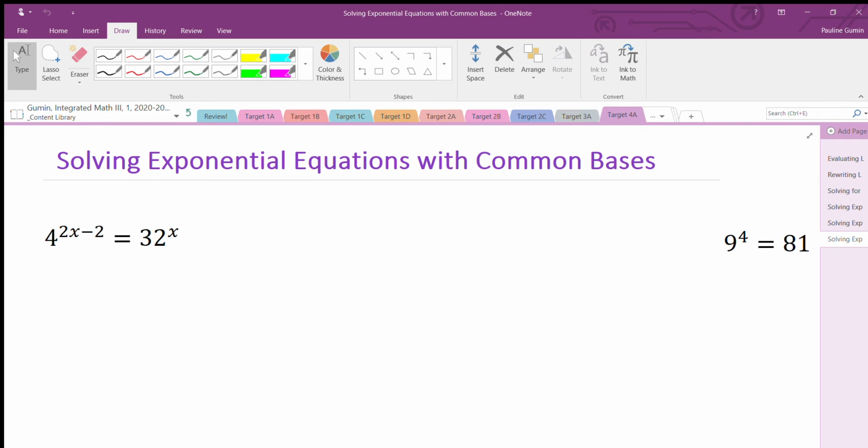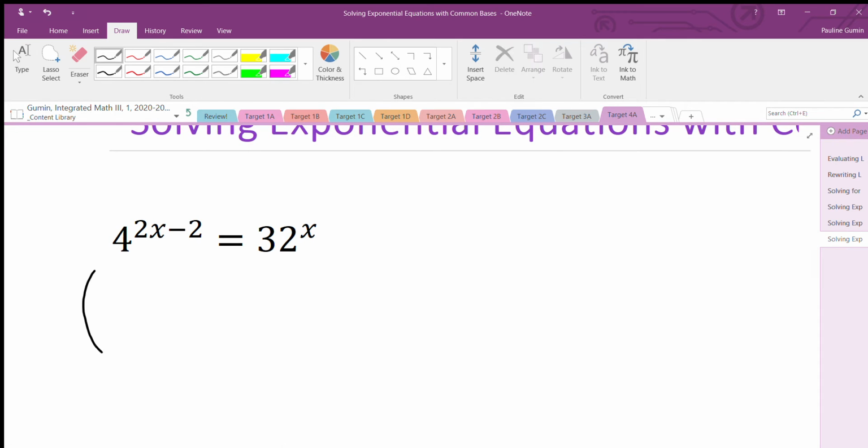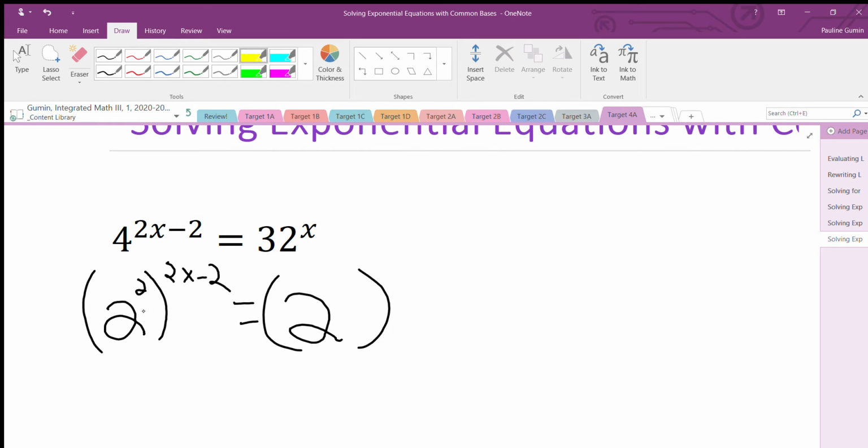Let's do it. Okay, so the first one we have here is 4 to the power of 2x minus 2 equals 32 to the power of x. Now, I can't think of any power that 4 can be raised to get 32. So let's think about how we can rewrite 4. Well, 4 can be rewritten as 2 squared. Can 32 be rewritten as 2 to the something power? Because we do want to have a common base. And in fact, yes, 32 is 2 to the 5th.